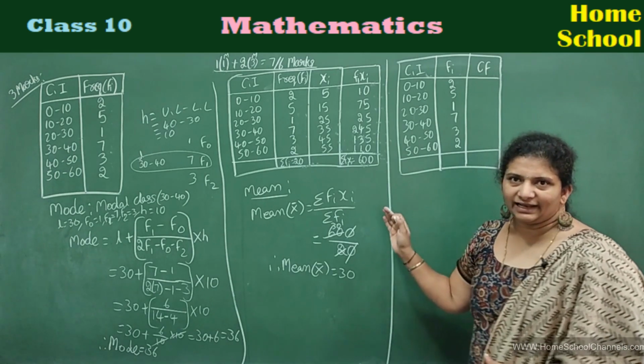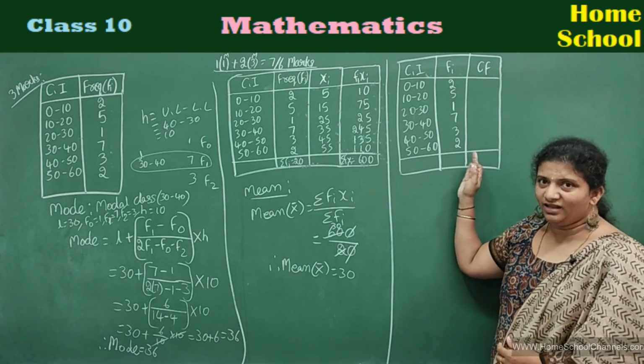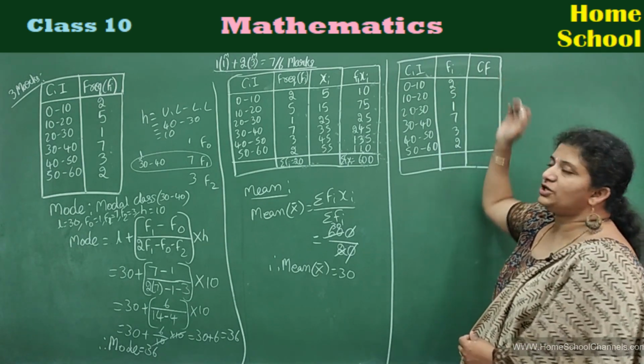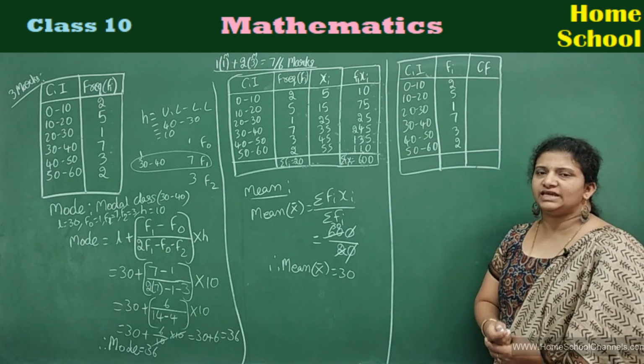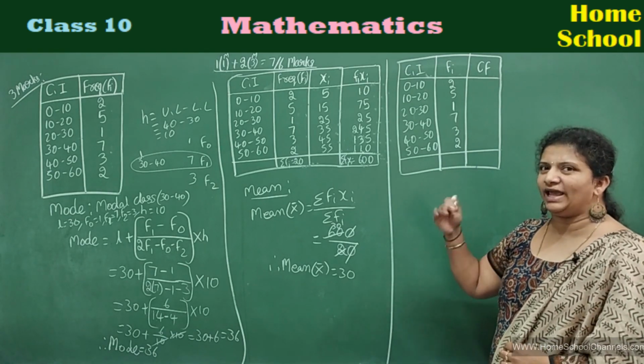Now we are going to calculate median for the same problem. I have done the table here again. In this, one more column is needed, that is cumulative frequency. What is cumulative frequency? How are we going to get it? We are going to add the frequencies cumulatively.